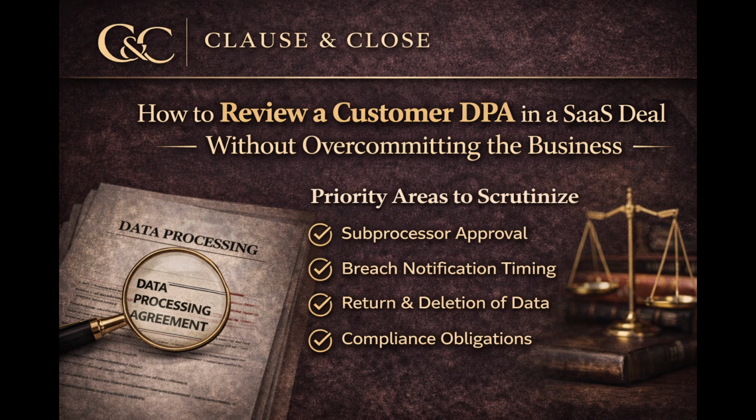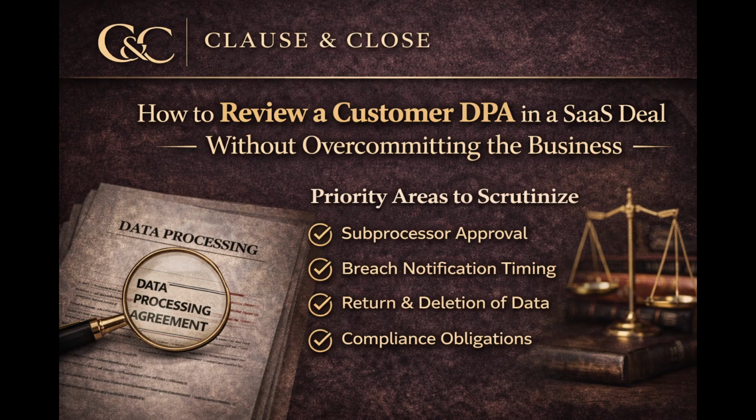Those examples matter because strong DPA review is rarely about saying no in the abstract. It is about converting broad customer drafting into language the business can actually support. That brings us to fallback positions. A good reviewer should not just identify problematic clauses. A good reviewer should know the preferred position, the acceptable fallback, and the internal escalation point.